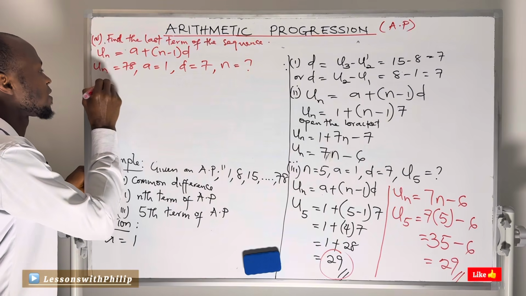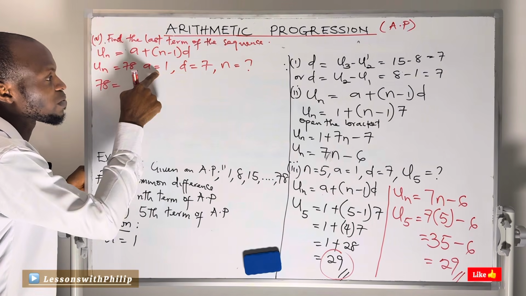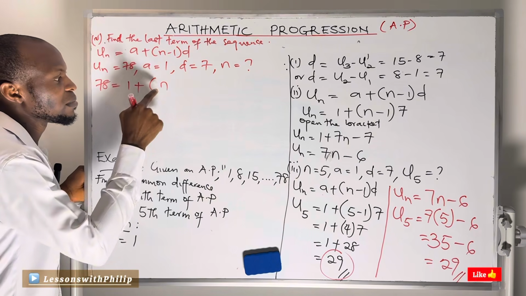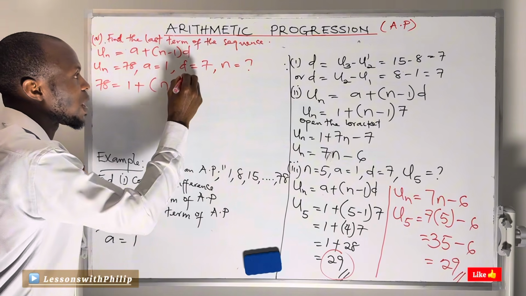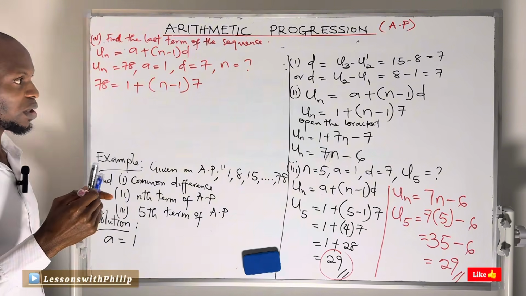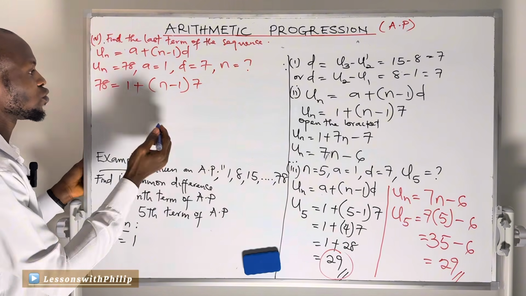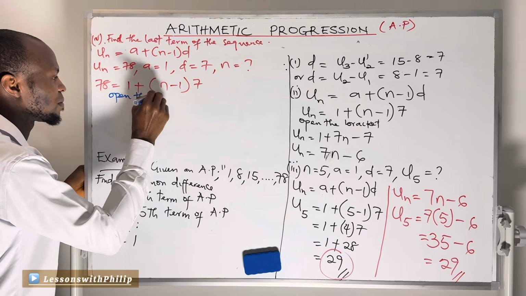Now what you just need to do is your Un, your nth term, is 78. So we have 78 equals to, what is my a? My a, which is my first term, is 1 plus my nth term, the number of terms is not known, minus 1 multiplied by my common difference, which is 7. So what next do we need to do? The next thing we need to do is to open the bracket.